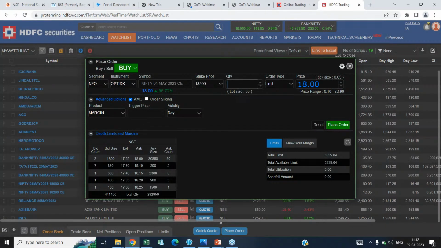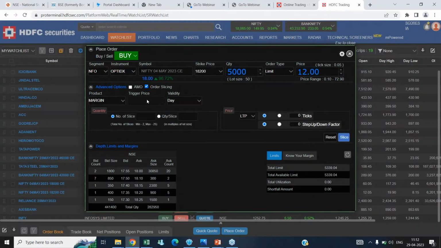So let us see. Here, suppose on the 18,200, you want to buy 5,000 shares, and suppose you want to buy it at 12 rupees, which is lower by 6 rupees. That is a limit order you want to place. Whenever it comes to 12 rupees, you want to buy 5,000 shares. And since it's more than 1800 quantity, you always have to tick order slicing to execute these 5,000 shares in one single order window.